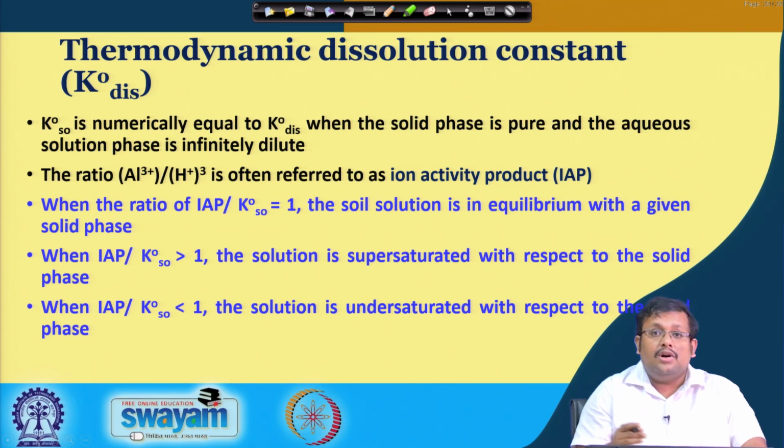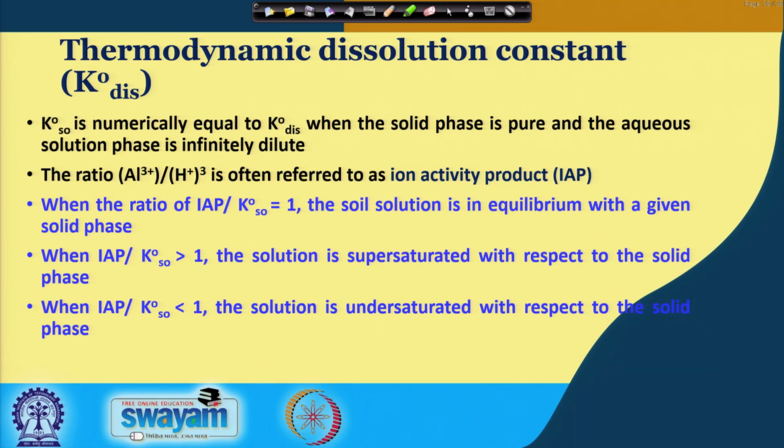So, this ratio of the activity of Al3+ and H+ is often referred to as the ion activity product, and when this ion activity product divided by the constant is equal to 1, then the soil solution is in equilibrium with the given solid phase. When it is greater than 1, then it is supersaturated with respect to the soil solution phase, and obviously there will be precipitation. When it is less than 1, the solution is unsaturated, and further dissolution will go on to maintain the equilibrium.